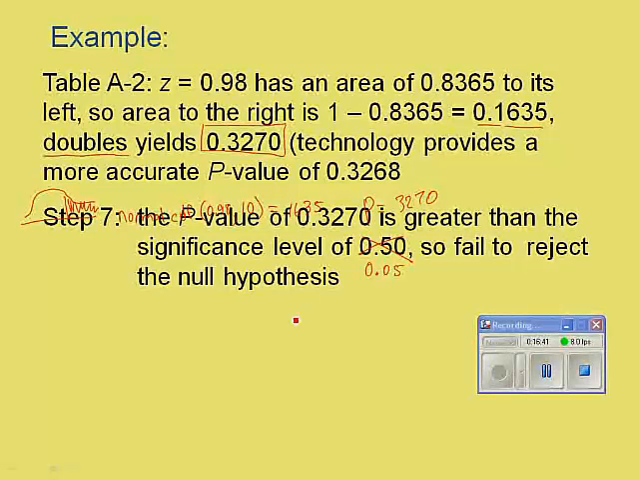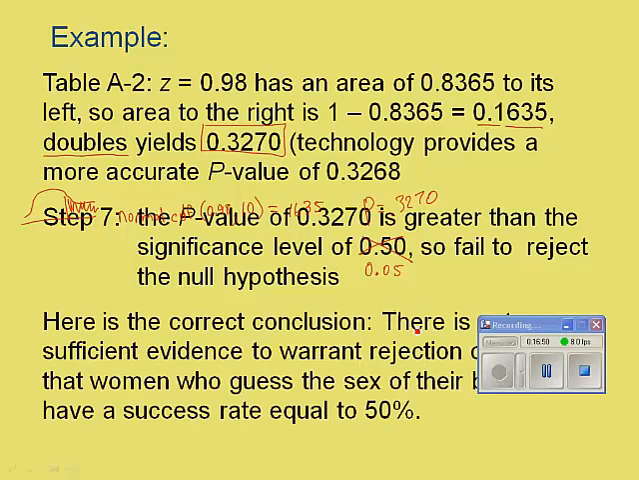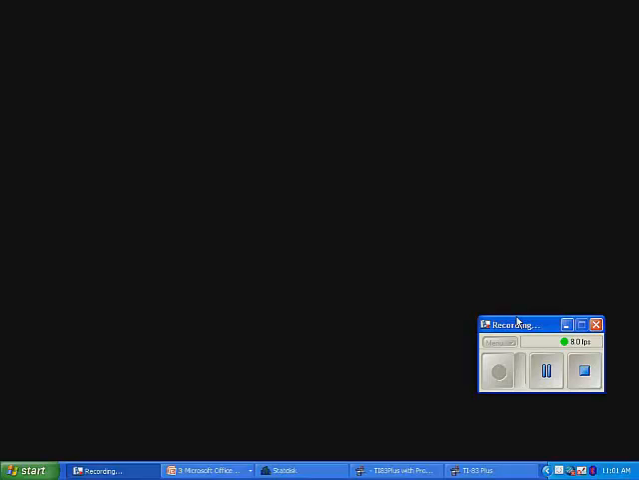Okay, are we done? No, because I just gave you statistical jargon. I said fail to reject the null hypothesis. Now we have to make the correct conclusion, kind of like I did on the board. When I said fail to reject, we say there is not sufficient evidence to warrant rejection of the claim that women who guess the sex of their babies have a success rate equal to 50%.